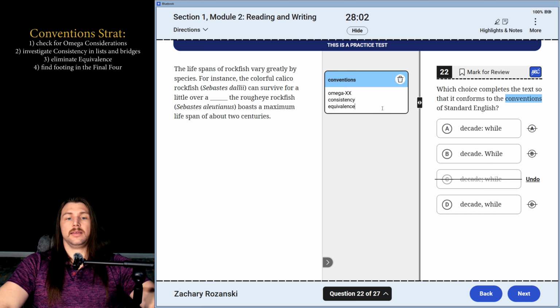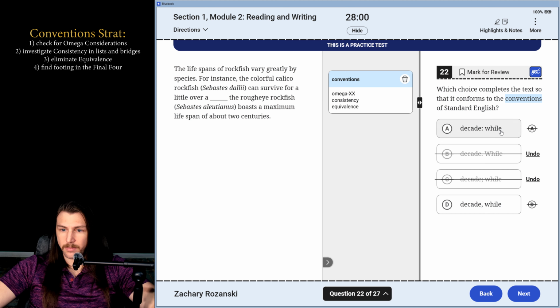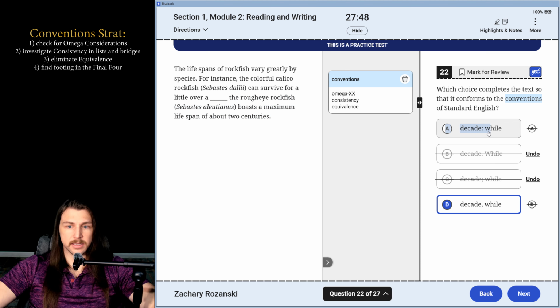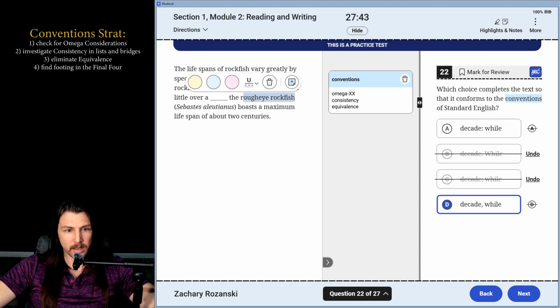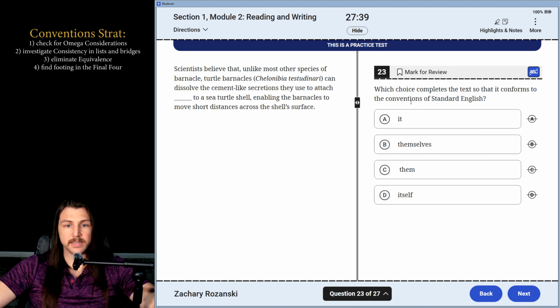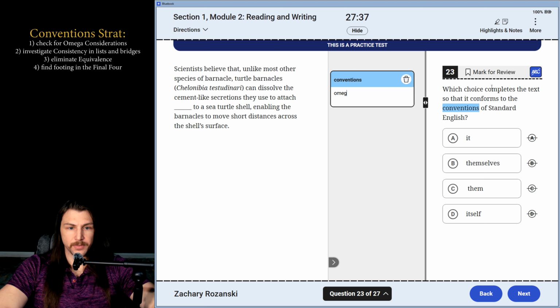Equivalence, semicolon equals a period, so it's going to be one of these two things. We can read the sentence now. For instance, the colorful rockfish can survive for a little over a decade, while the rockfish boasts this. Yeah, so the right side is not exemplifying the left side. The rough eye rockfish is not the colorful calico, so we're not going to exemplify anything. D is it.